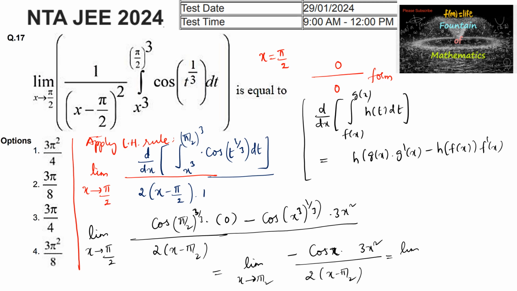Or we can also write limit x tends to pi by 2, negative cos x as sine of (x minus pi by 2), because sine of (pi by 2 minus x) is cos x, so sine of (x minus pi by 2) will be minus cos x. So divided by (x minus pi by 2) into 3x square upon 2. And we know that sine of (x minus pi by 2) divided by (x minus pi by 2), when x tends to pi by 2, will be 1.